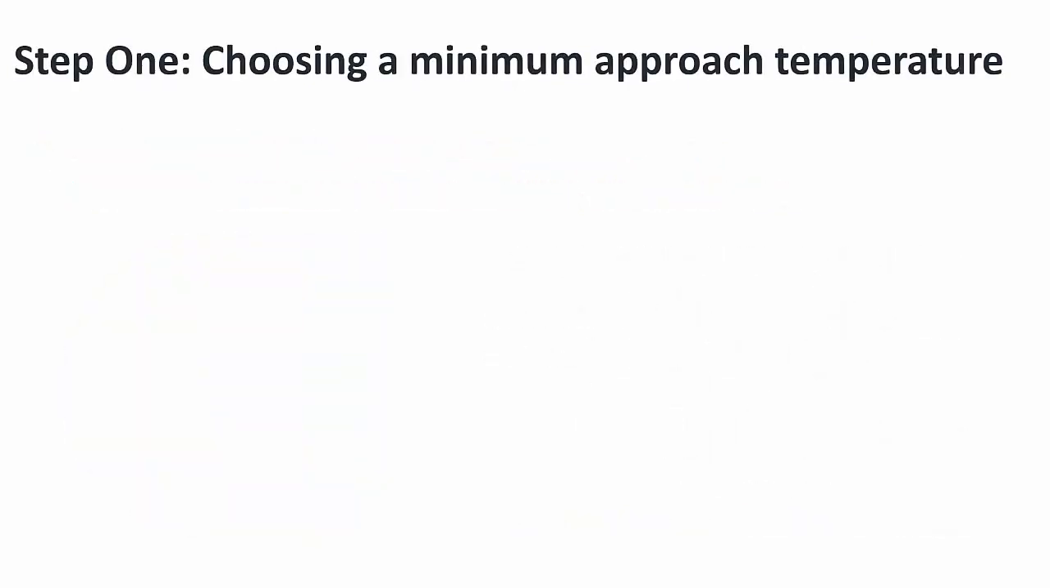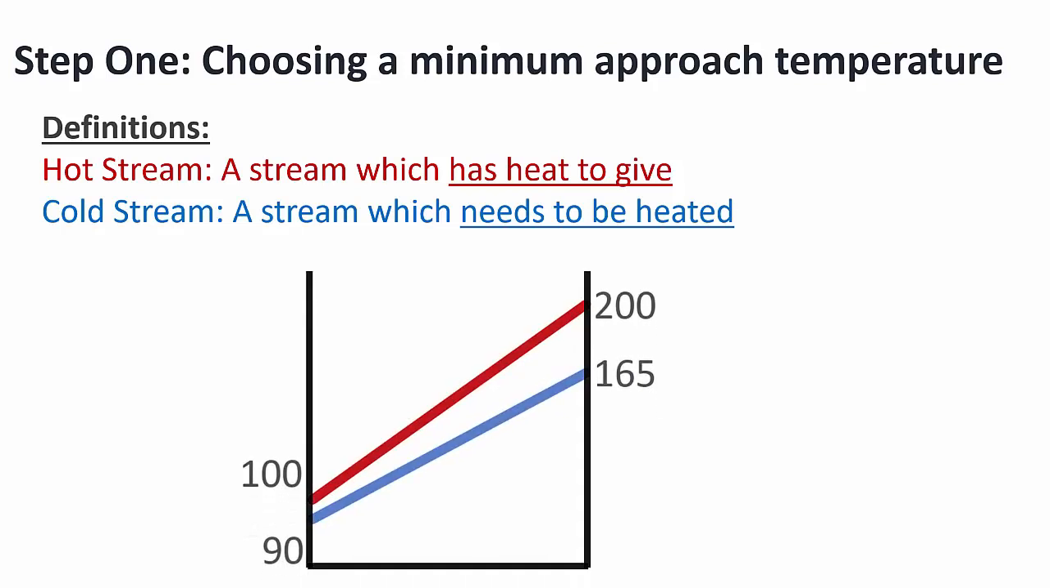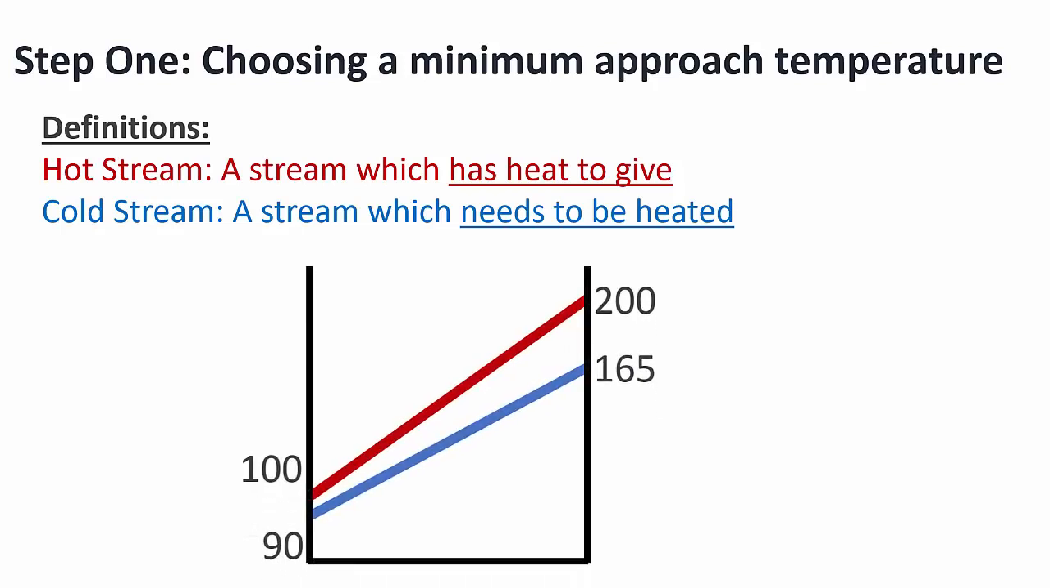Step 1 in heat integration is choosing a minimum approach temperature. Before we do that, we have to state some definitions. A hot stream is a stream which has heat to give, which means that the stream starts off hot. A cold stream is a stream which needs to be heated. In other words, it starts off cold. So this is an example of a hot and cold stream going through a heat exchanger.